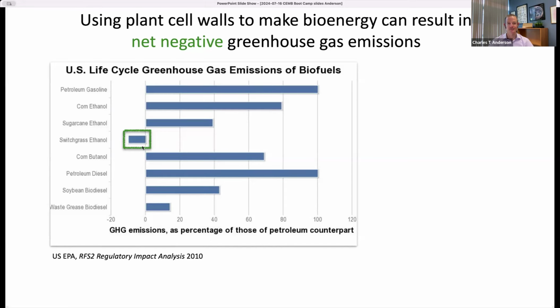So because I want today's lecture to be a little bit interactive, I'm going to ask people to hypothesize why that might be the case. Why would we get negative greenhouse gas emissions, accounting for all of the growth, harvesting, transport, conversion, and then ultimately burning that biofuel? You know, why would we end up with negative greenhouse gas emissions? So any thoughts?